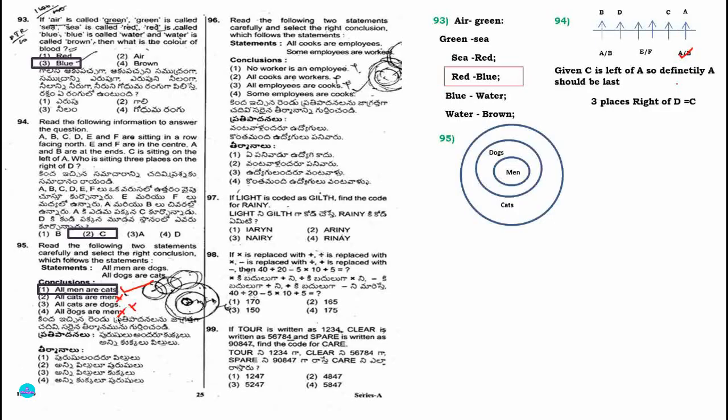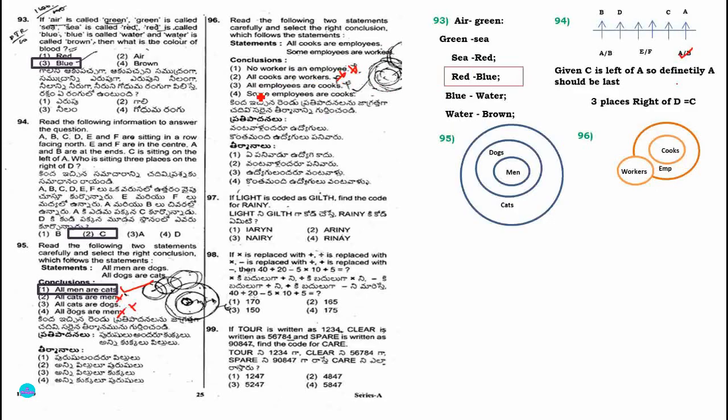Now next, question number 96. Read the following two statements. All cooks are employees. Next, some employees are workers. Now let's see the options. No worker is an employee. Can we say that? No, some workers are employees. So this is wrong. Next, all cooks are workers. Are all cooks workers? No, they have given a relation only for workers and employees. So we don't know about cooks. So we can't say this also.